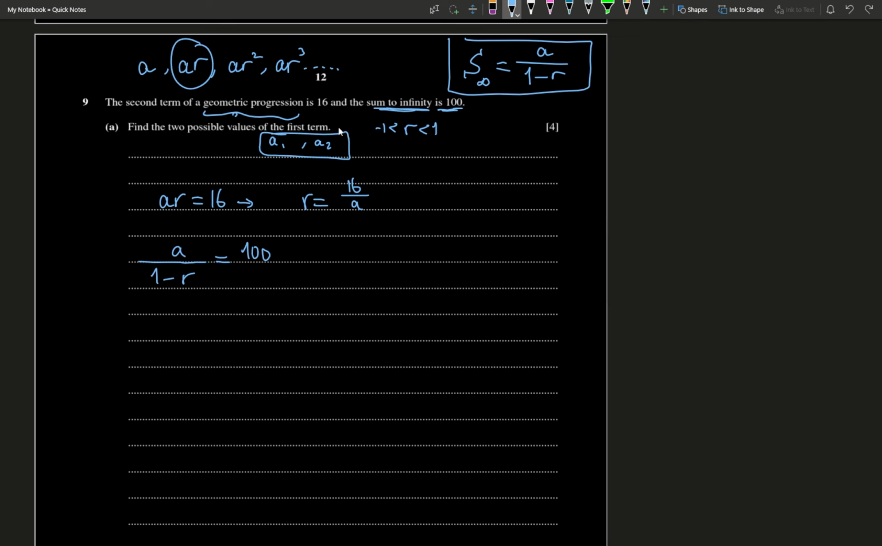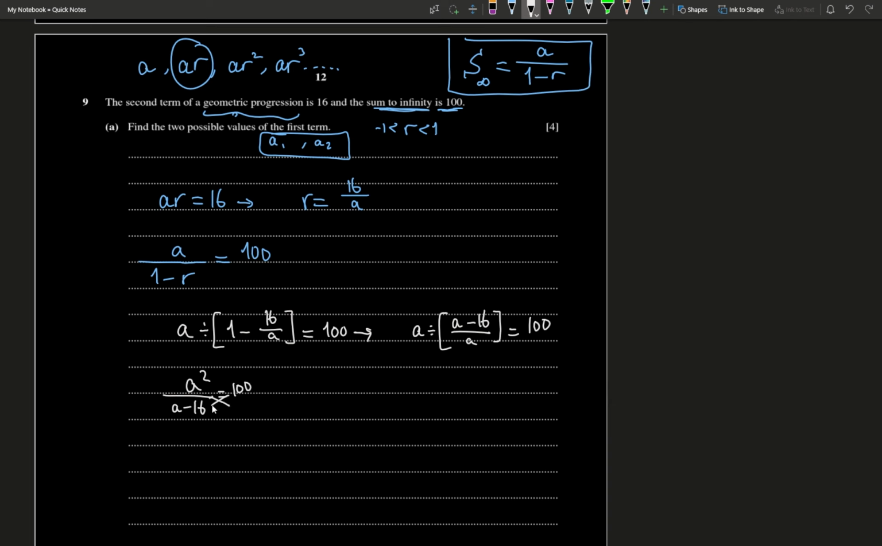فتعالى نكتب هنا كده نغير اللون، نكتب A divided by 1 minus R اللي هي 16 over A which is equal to 100. This we can write as A divided by A minus 16 divided by A which is equal to 100. Well, this is equal to A squared divided by A minus 16 which is equal to 100.